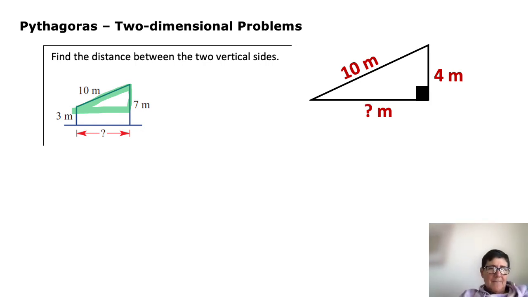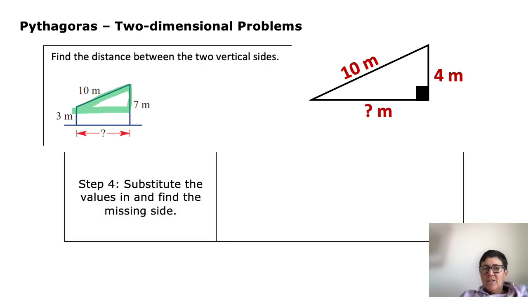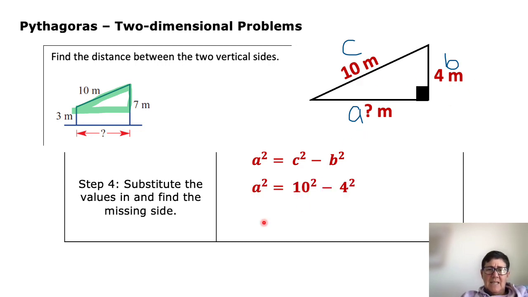All right, last bit. We're now going to substitute the values into the right formula. So there's the formula. We're going to put 10 there. We're going to put, wait on, we need to label the triangle. So hypotenuse C, missing side A, other side B. Substitute those values now into the right place. A squared equals 10 squared minus 4 squared.